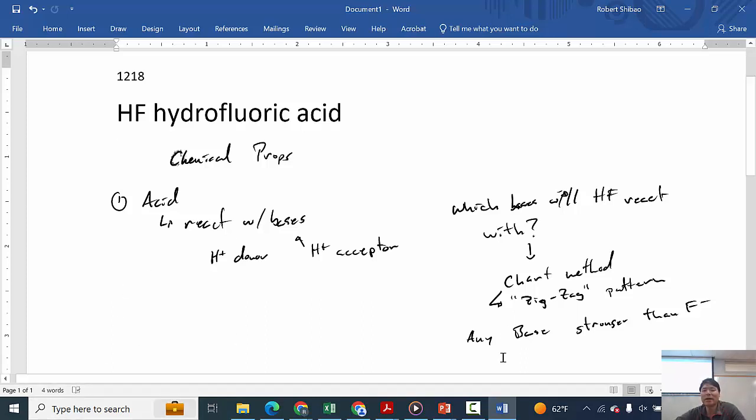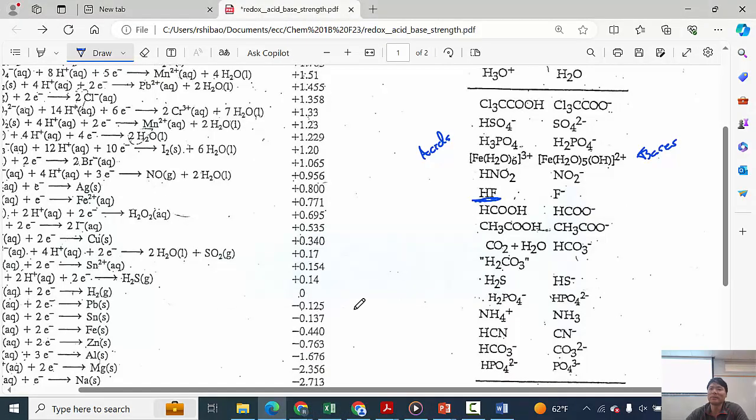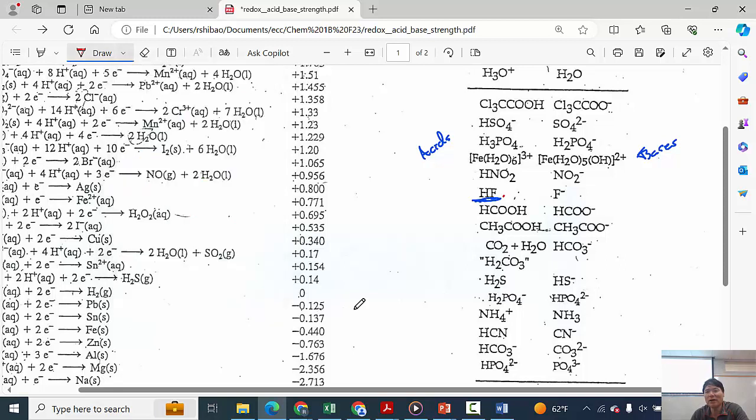And so this is where the zigzag pattern comes in. Since I can't edit on Adobe for some reason, I'm going to do it back here in Edge. So let's pick a base. Like I said, bicarbonate. If we go with bicarbonate, then this is the zigzag pattern here. We have HF reacting with bicarbonate.